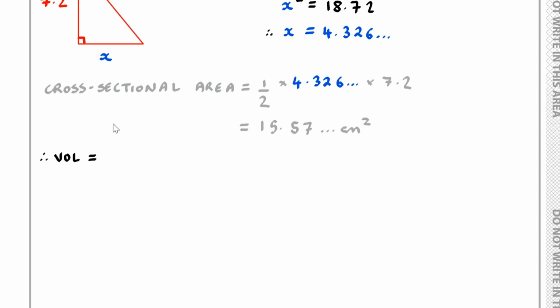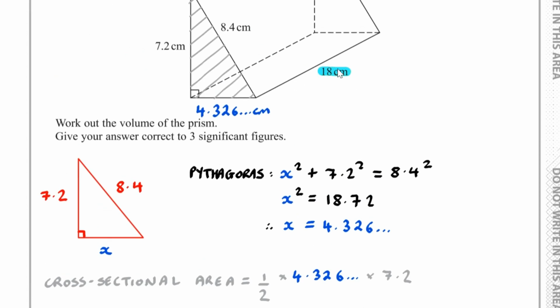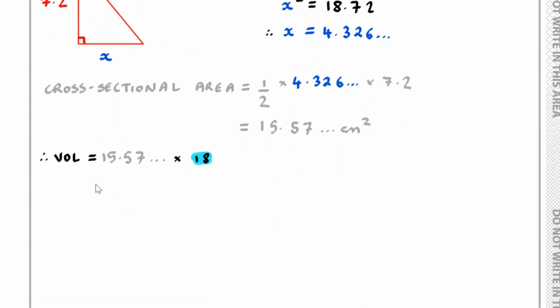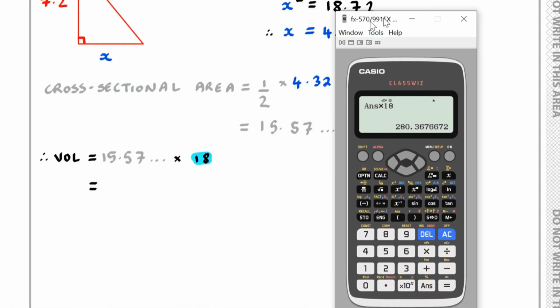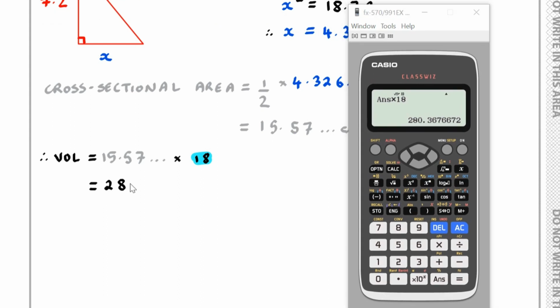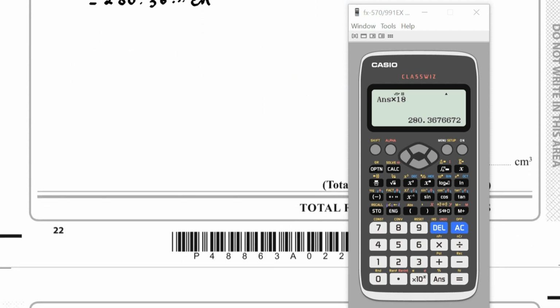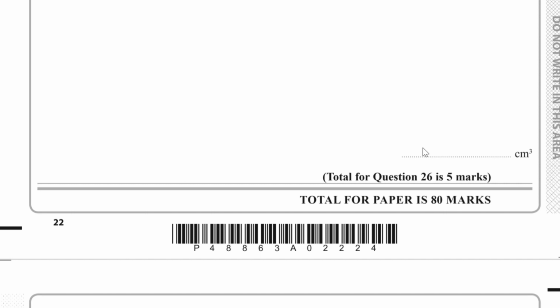And so therefore, to find out the volume, that's equal to this cross-sectional area of 15.57, etc. times by the 18, and this 18 is this length. So if I work out the volume, I'm going to times this by 18, and it turns out we get 280.36, etc. centimeters cubed. So we want to round this to 3 significant figures, so we have 280 centimeters cubed given to 3 significant figures.